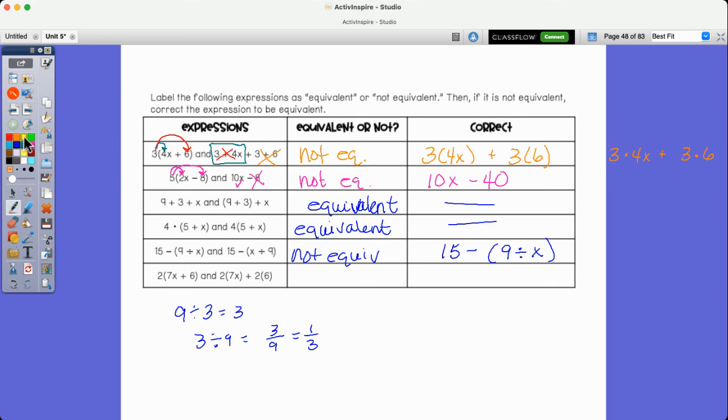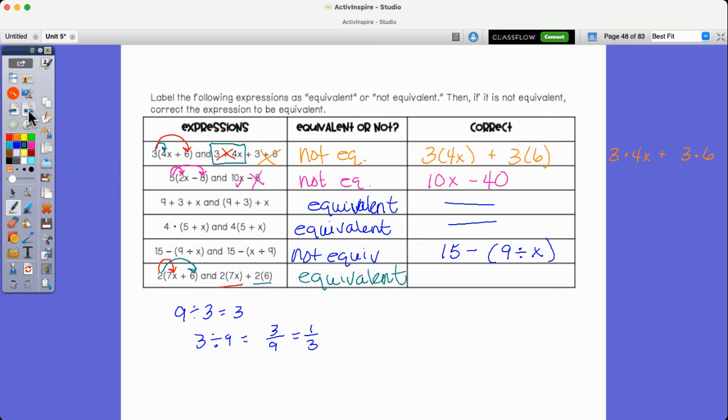Okay, last one we're going to look at is this bottom one. 2 times the quantity 7x plus 6 and 2 times 7x plus 2 times 6. Okay, let's take a look. Mailman delivers. That looks good. Okay, mailman delivers to the second. 2 times 6. 2 times 6. That looks good. These are equivalent.